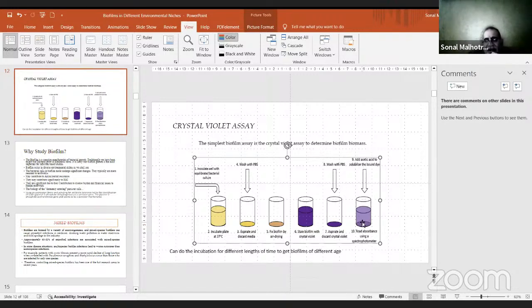Or we can add some agent, such as 50% methanol or something like that, and actually extract the crystal violet from the cells. It comes into solution, and then we can spectrophotometrically get a quantitative number for how much crystal violet had bound to this. So this is one simple way to measure.